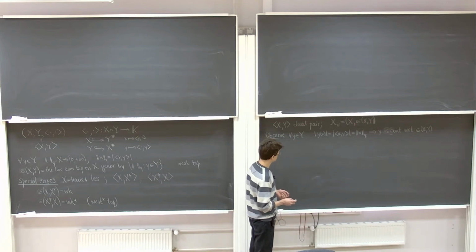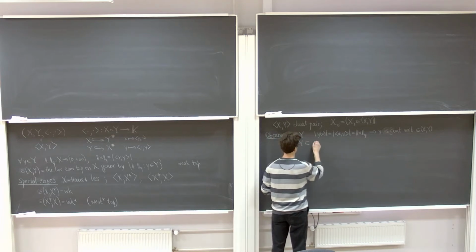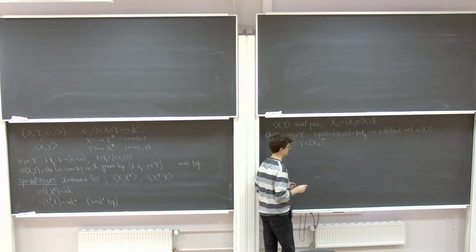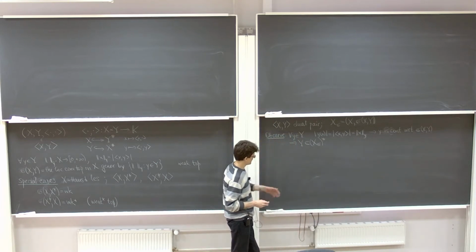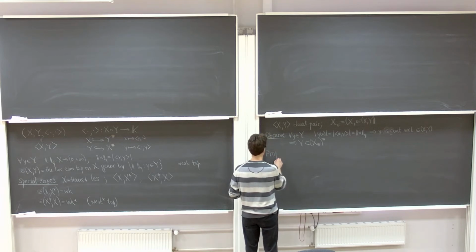Okay, so we conclude that Y is contained in the dual of X sigma. I claim that, in fact, these spaces are the same. So we have the following proposition.